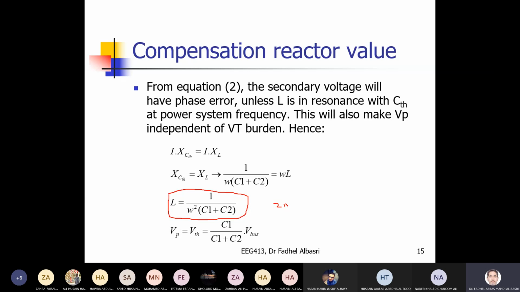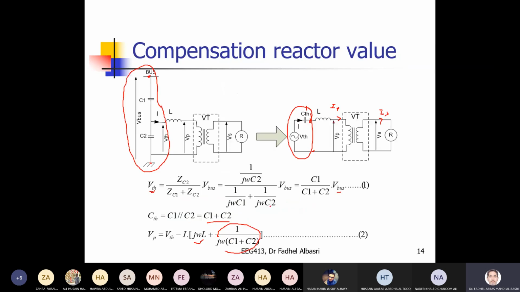And as a result of this, at 50 hertz, of course, what is omega here? 2 pi f. And what is the value of f? It is 50 hertz if you are in Bahrain and 60 hertz for Saudi Arabia. Now, at that condition, VB becomes V Thevenin, which is equal to V bus times C1 over C1 plus C2. So we make sure that this becomes in phase with this, regardless of the burden. And as a result, this voltage also becomes in phase with this, but at a reduced magnitude.